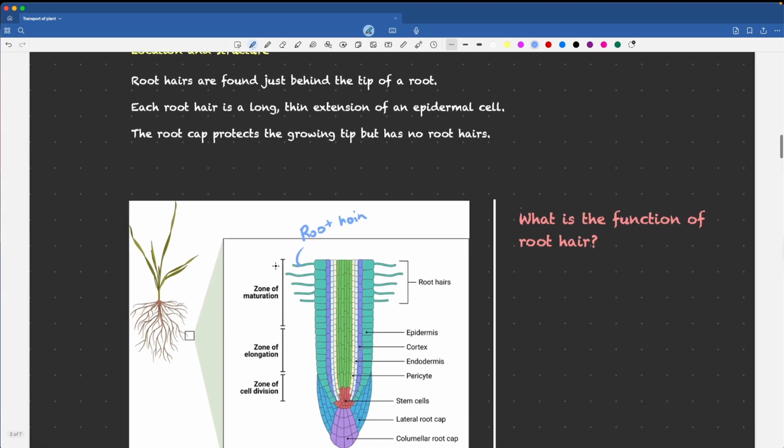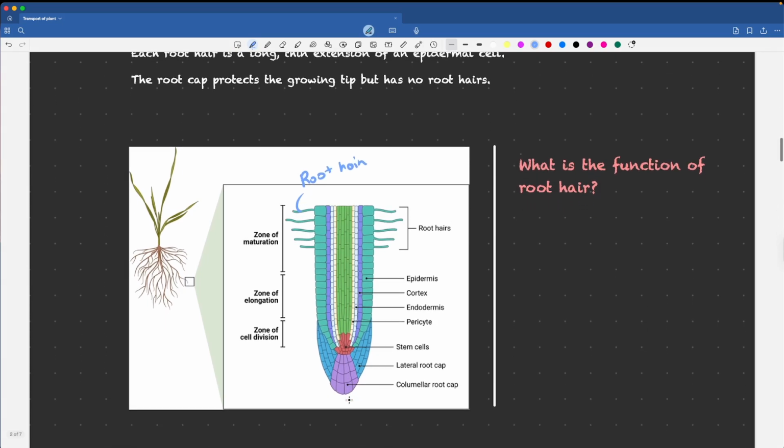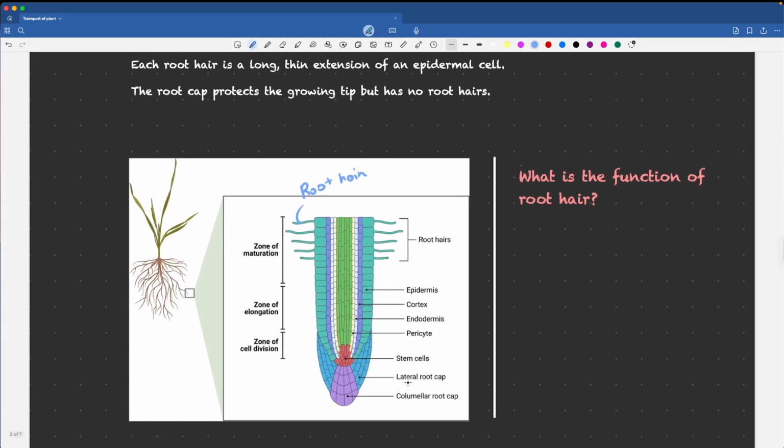As you can see, this is the zone of maturation, this is the zone of elongation, and the zone of cell division. The interesting thing you will see at the root cap is that there is no root hair cell. So what is the function of the root hair cell? You guys should be able to answer it.